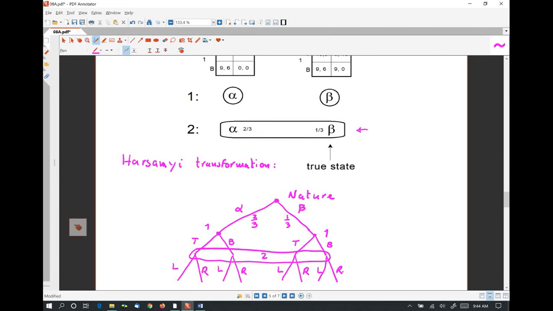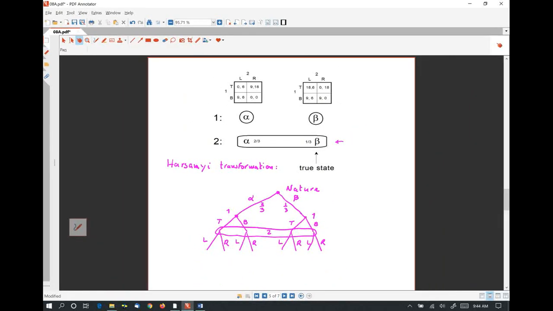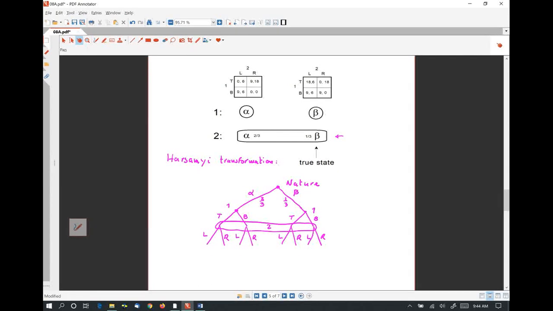And now the last thing we need to do is add the payoffs. So let me make this a little bit smaller. Okay, so we have to take the payoffs from the picture above. So what is the payoff from TL? Well, it's 0, 6 if the state is alpha, but it is 18, 6 if the state is beta.